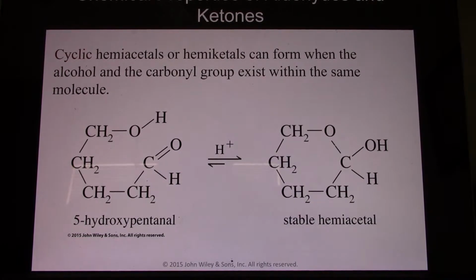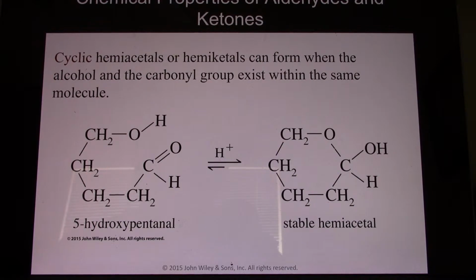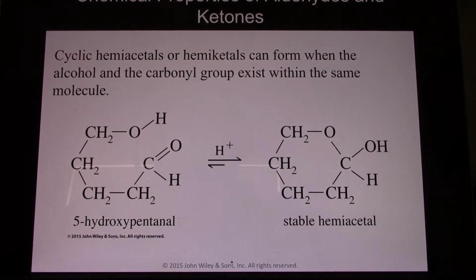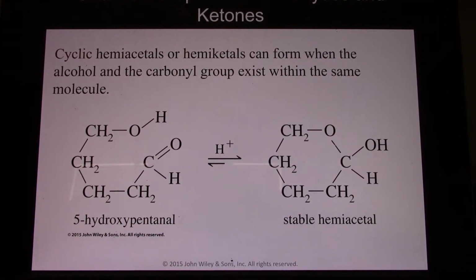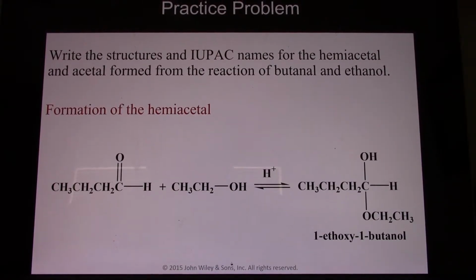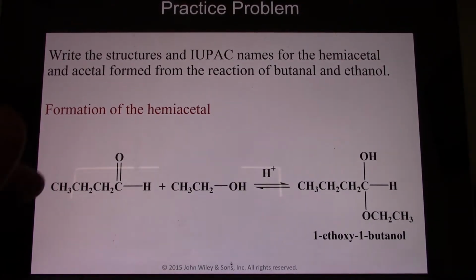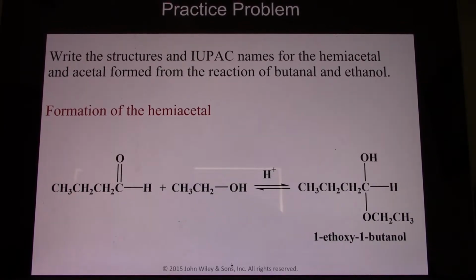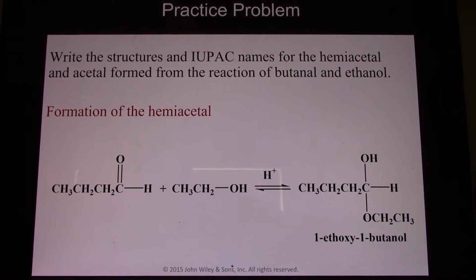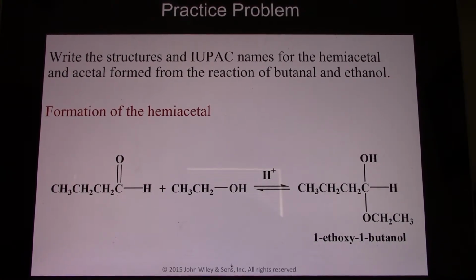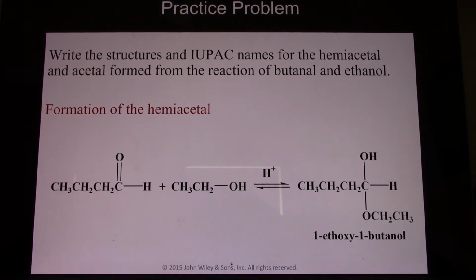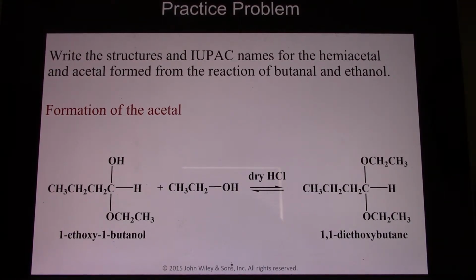This happens a lot with sugars, and so when you see the glucose structure drawn, it's typically drawn in this cyclic structure, and that's exactly what's happening. It's actually forming the hemiacetal. So here we see, this is 1, 2, 3, 4 carbons, butanal. We react it with 1 equivalent of ethanol to get a hemiacetal, 1 ethoxy, 1 butanol. And then we could react it with another equivalent, and we get 1,1-diethoxybutane. And now we have the full acetal.